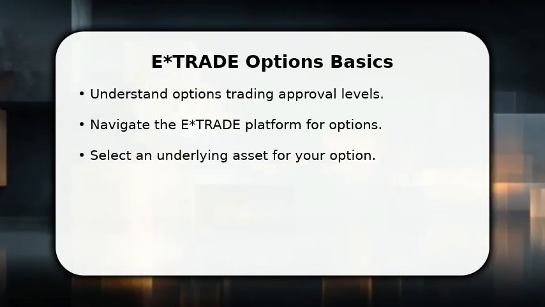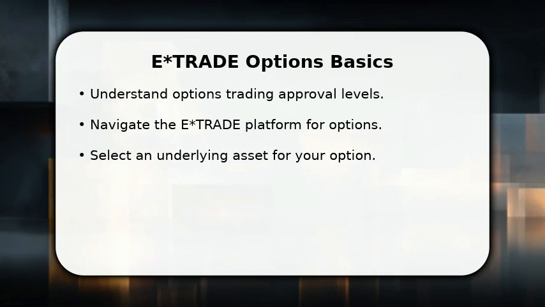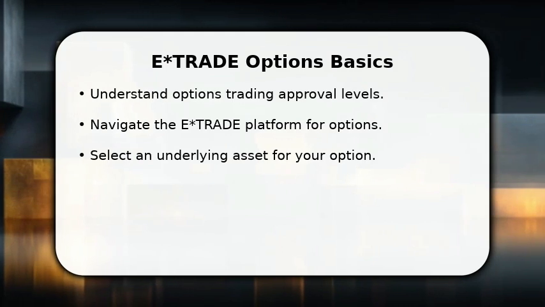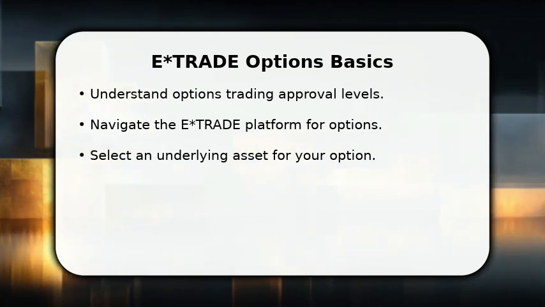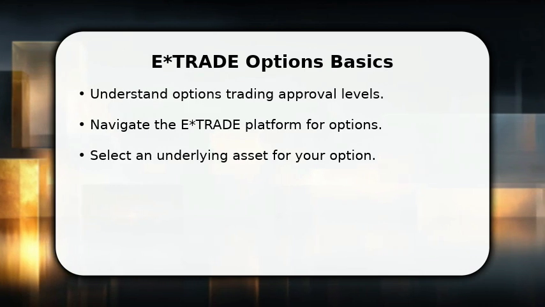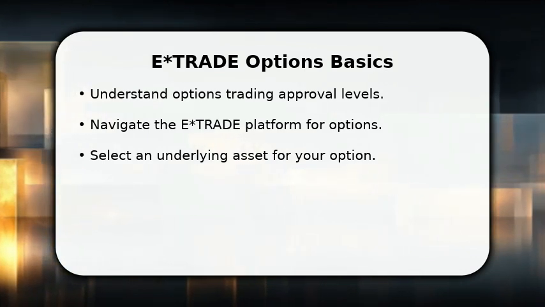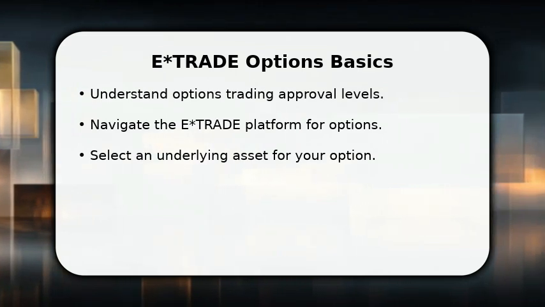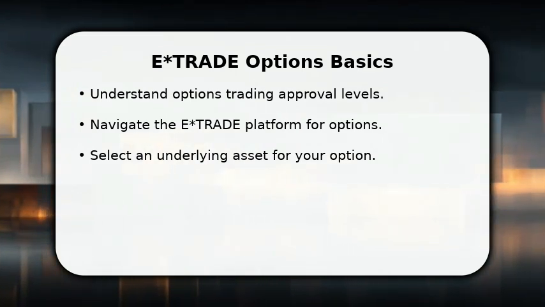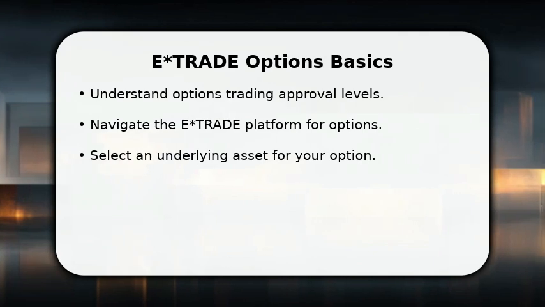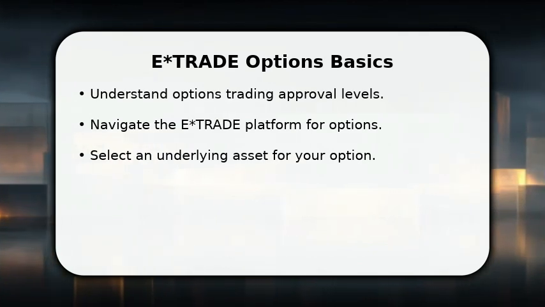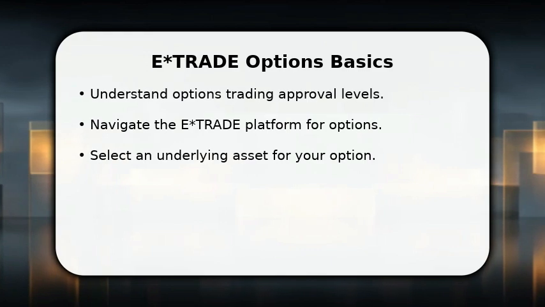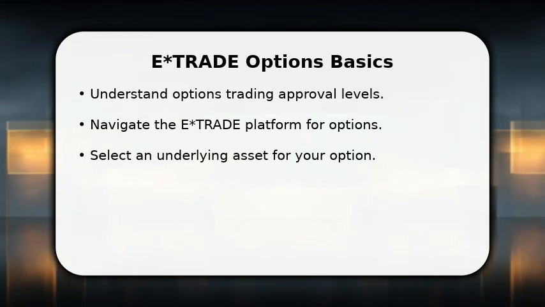In this video, I will explain how to buy options on Etrade. First, ensure you have the appropriate options trading approval level on your account. You can check this in your Etrade profile settings. Next, log into your Etrade account and locate the trading platform. From there, you will need to select the specific stock or exchange-traded fund you wish to trade options on. This initial step is crucial for setting up your options order correctly and efficiently.